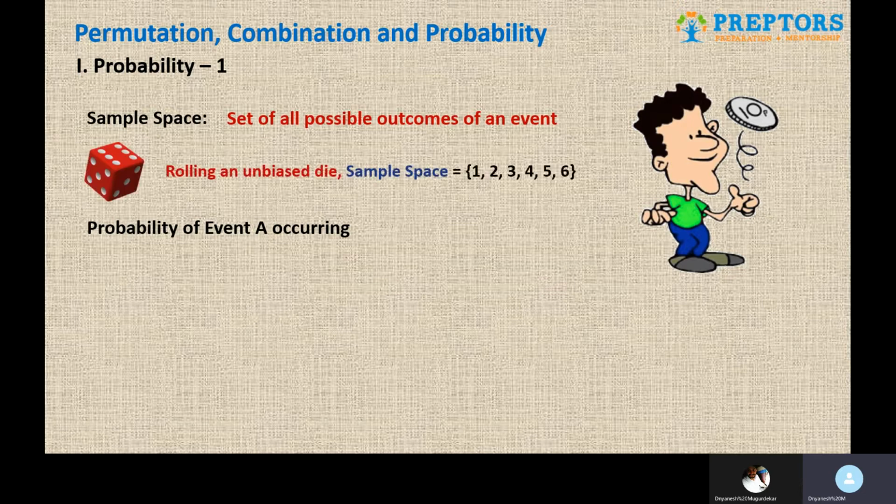Example, you roll an unbiased die. Sample space can be any one of the digits that can come on the face of the die, which is 1, 2, 3, 4, 5 or 6. So you roll an unbiased die, the sample space will be 6.